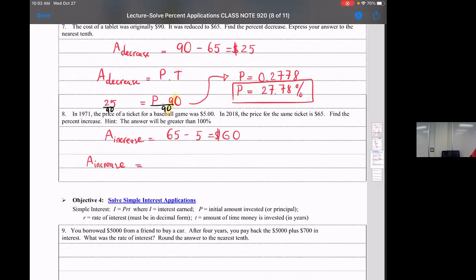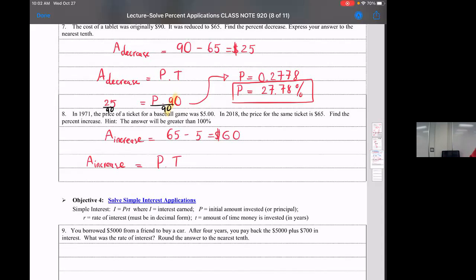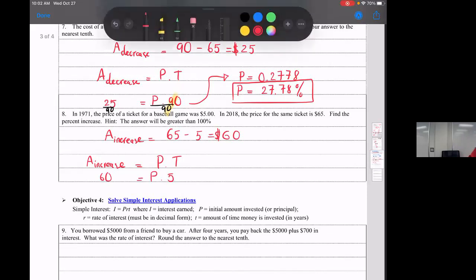Because it's subscript. Equal P times T. Well, the amount increase is $60. P is what I'm looking for. What's the original amount? $5. That's how much it cost originally, right? And then now you solve for P, divide both sides by 5. So P equal 12, maybe 12.0. Is that okay? I put 12.0.